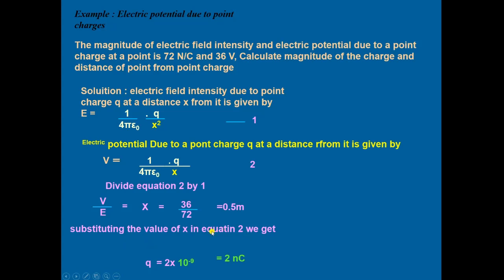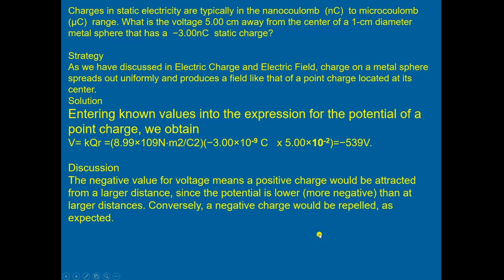Now substituting the value of this x in equation number 2, this comes out to be Q equal to 2 into 10 to the power of minus 9, and that will be equal to 2 nanocoulomb. That is it. The second example we take here.